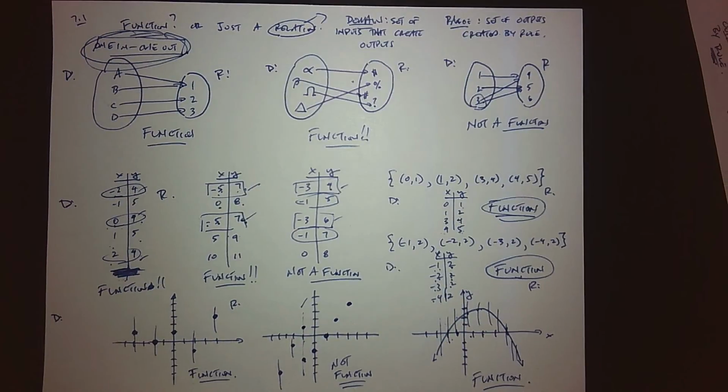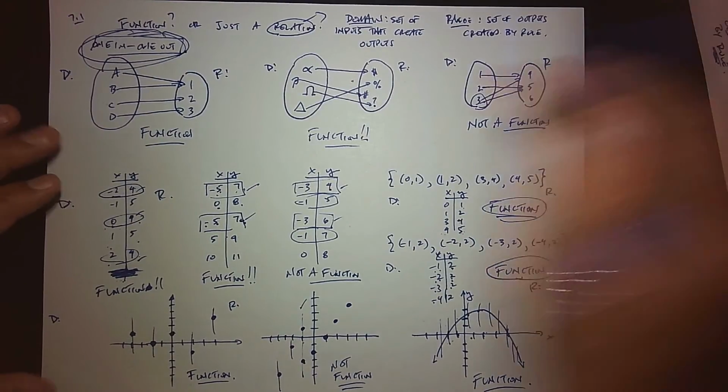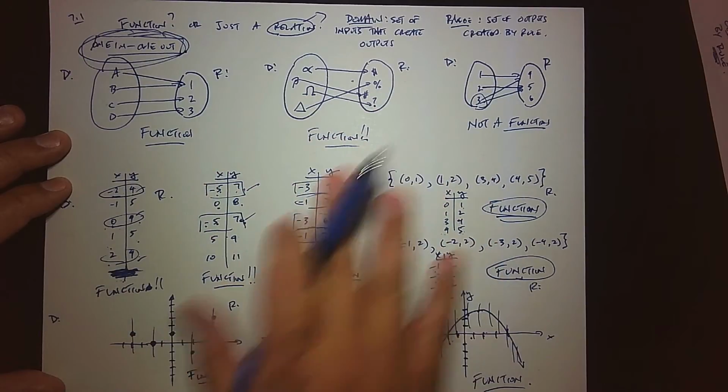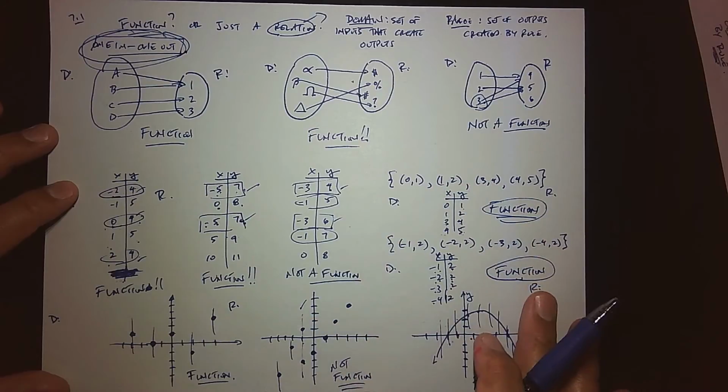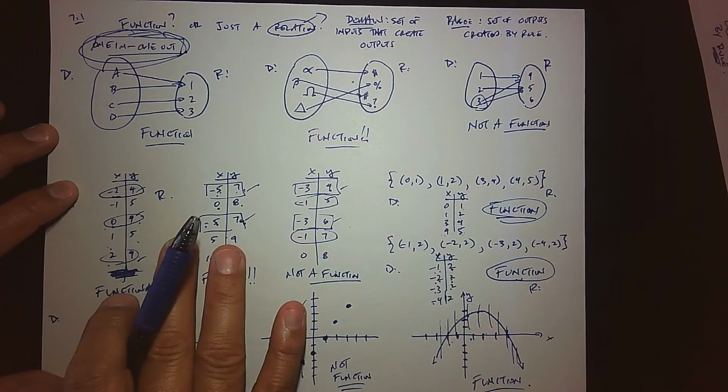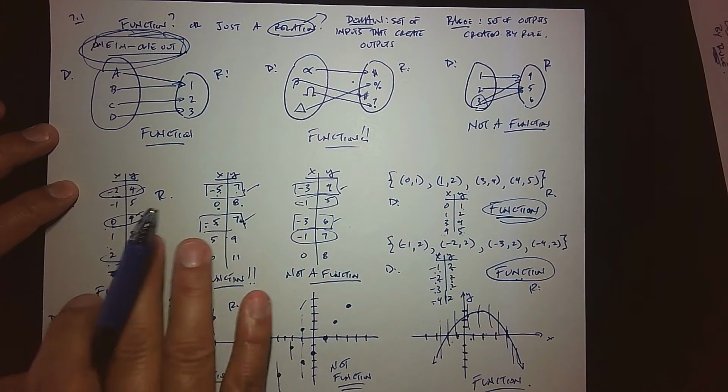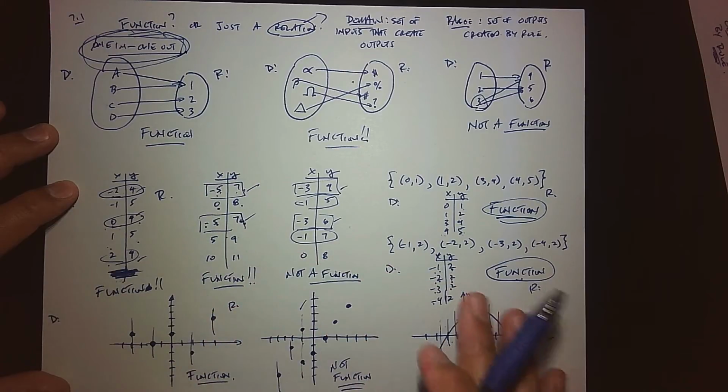Okay, so now that we have a definition for domain and range, let's go back to our relation function worksheet, if you would. And we already know which ones are functions and which ones aren't. Let's go back and talk about what inputs are in the domain and what outputs are in the range.